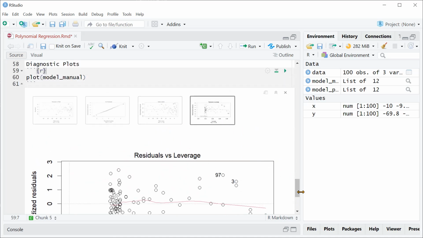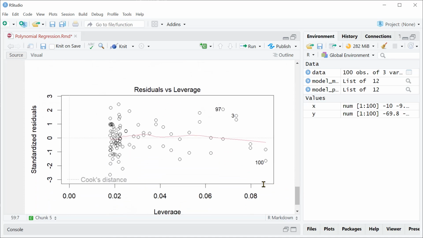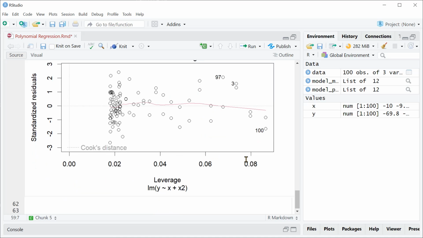Finally, the residual versus leverage plot shows whether any outliers might be having an effect on the model. So here we see none of the data points having a significant impact on the model, as none of them pass the Cook's distance line. And that's how we run a polynomial regression model here in R.